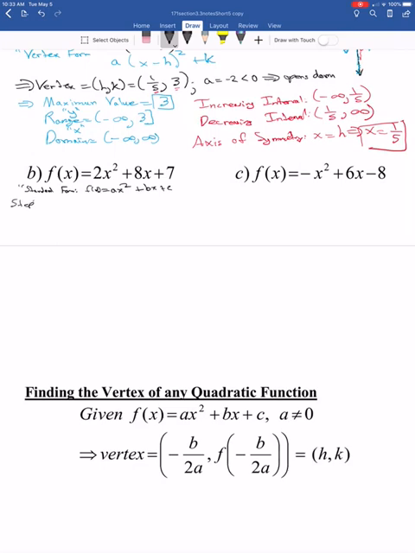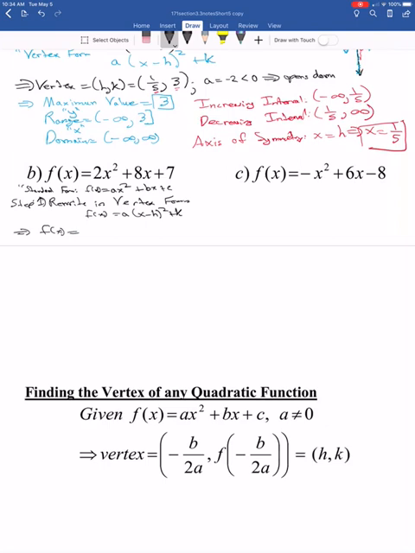Step one. Let's rewrite in vertex form, and we can see all the characteristics. So vertex form, again, f of x equal to a times x minus h squared plus k. Now to rewrite in vertex form, that implies f of x equal to, we've got 2x squared plus 8x plus 7.